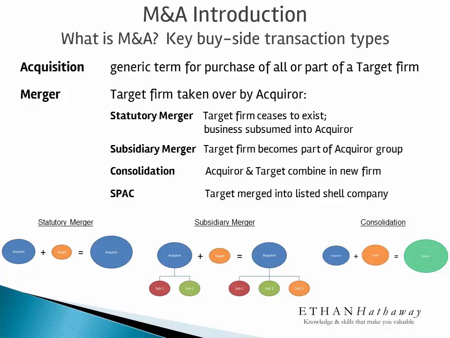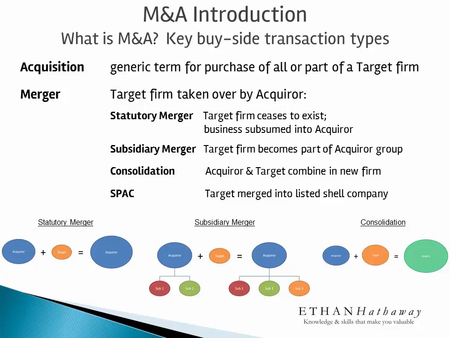In a statutory merger, which we can see in the schematic on the left, the target firm ceases to exist after the takeover transaction and is subsumed into the acquirer firm, which naturally, of course, increases in size.